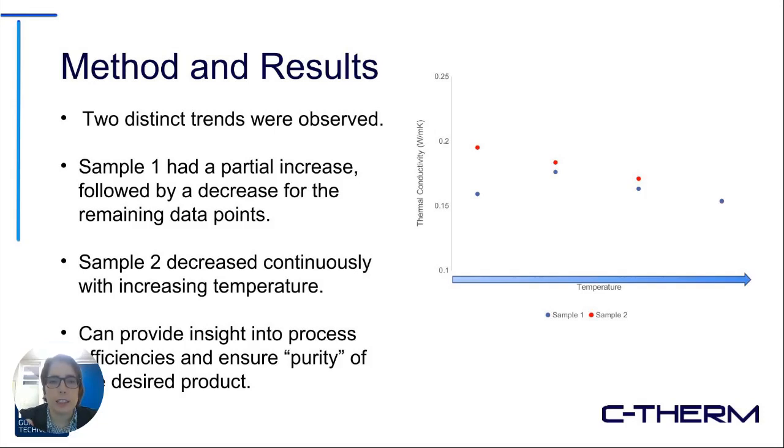So when you're looking at two different materials here, on the x-axis we have the temperature, and on the y-axis we have thermal conductivity. Sample 1 increased slightly in thermal conductivity and then followed a decreasing trend, whereas sample 2 consistently followed a decreasing trend. Actually, sample 1 and 2 had effectively the same thermal conductivity at the highest temperature point here.